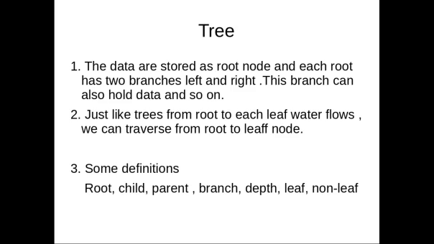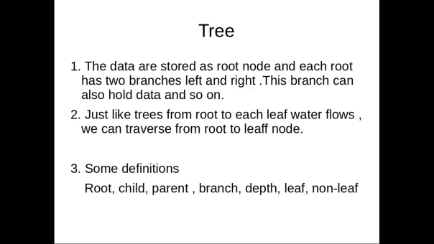Each node can contain some data. Already we have seen in the singly linked list how we contain data: a data part and an address part. Here in the node there will be two addresses, one for the left child and one for the right child.